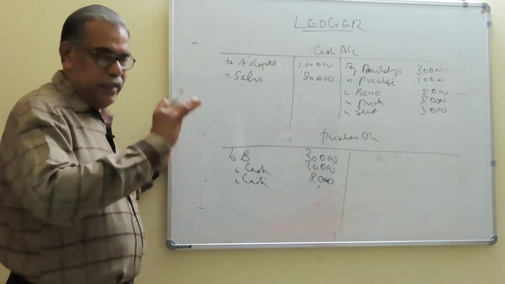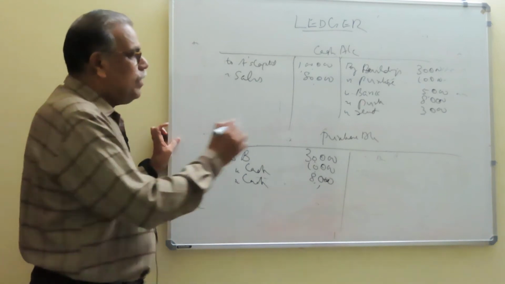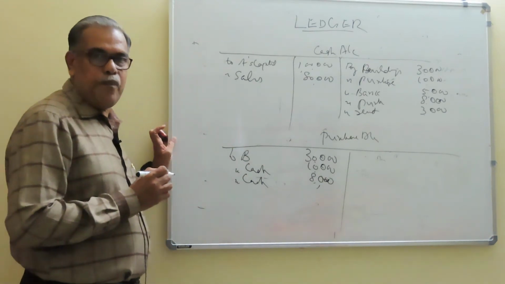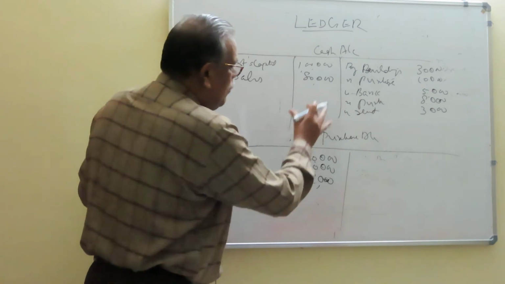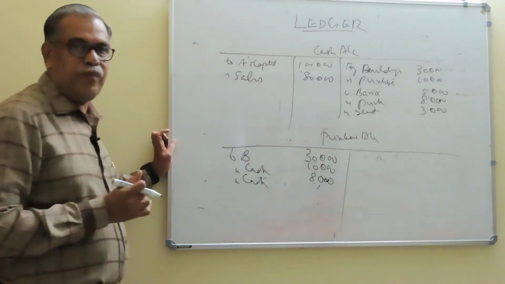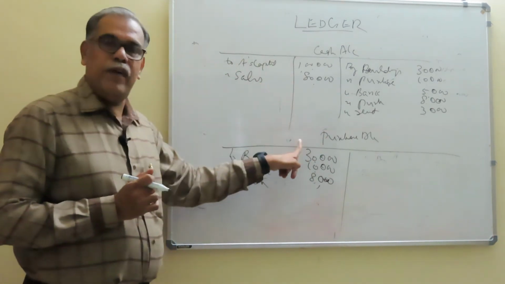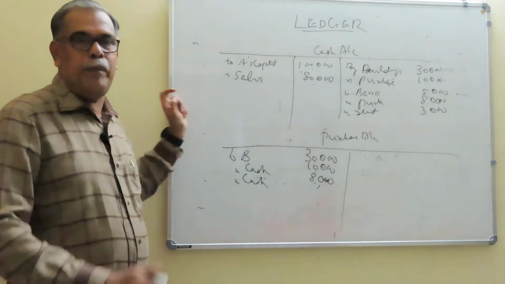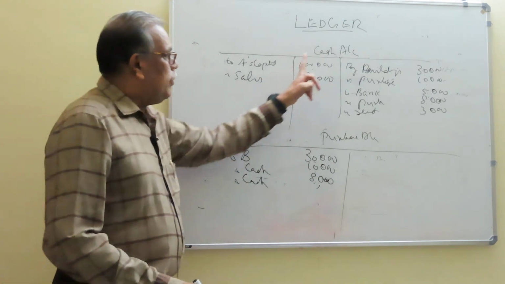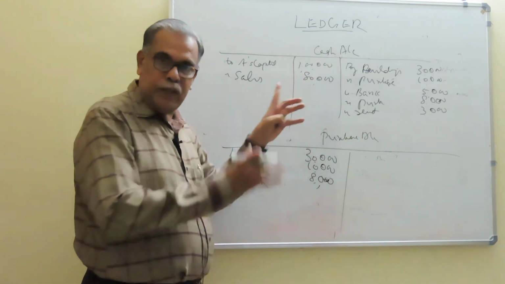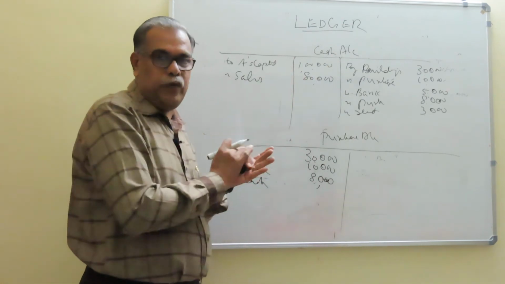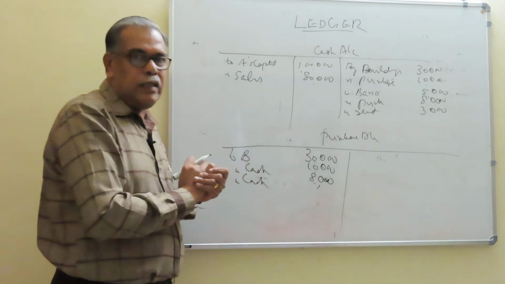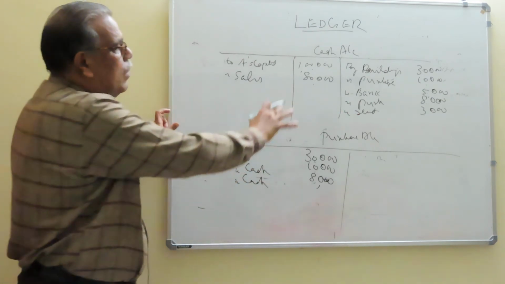At the end of the accounting period, this cash account will be balanced. How will it be balanced? First we will see which side is heavier. Normally the cash account will have a debit balance because cash is an asset. Normally an asset account will have a debit balance because you can pay only if you have cash. If you have 10,000 rupees with you, you cannot pay 12,000 rupees. You can pay only a maximum of 10,000 rupees. So normally there will be a debit balance.